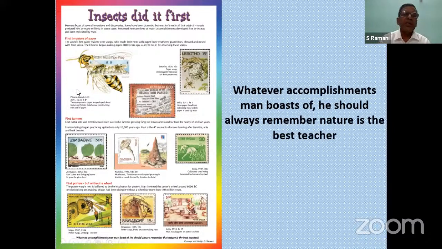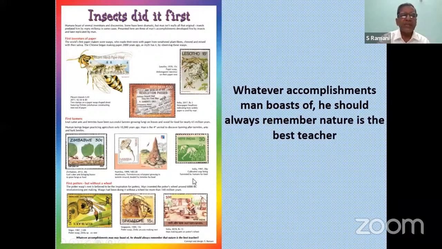Similarly, they were the first farmers. If you look at the ants, the leafcutter ants, as well as termites, they cultivate a particular fungus. And this particular fungus becomes food for their colony. And they follow all the practices of agriculture, just like we do, including weeding and cultivating a pure culture, et cetera. This has been practiced by them for nearly 65 million years, whereas we have been practicing agriculture for hardly about 10,000 years.